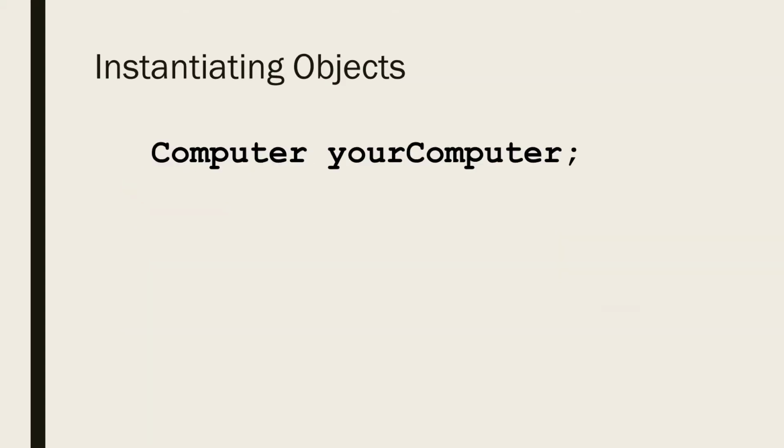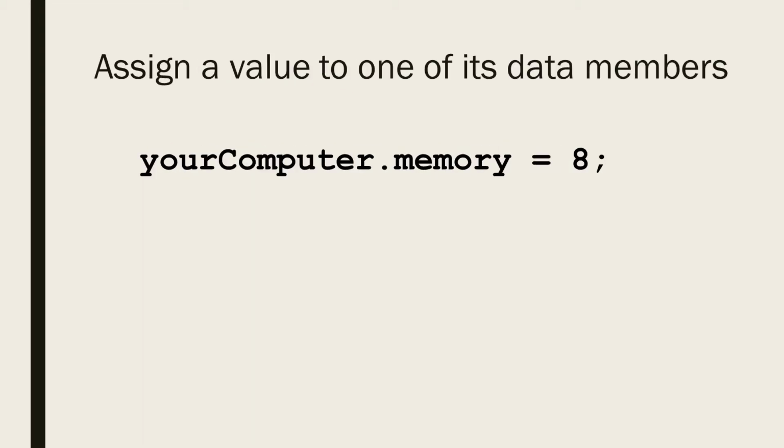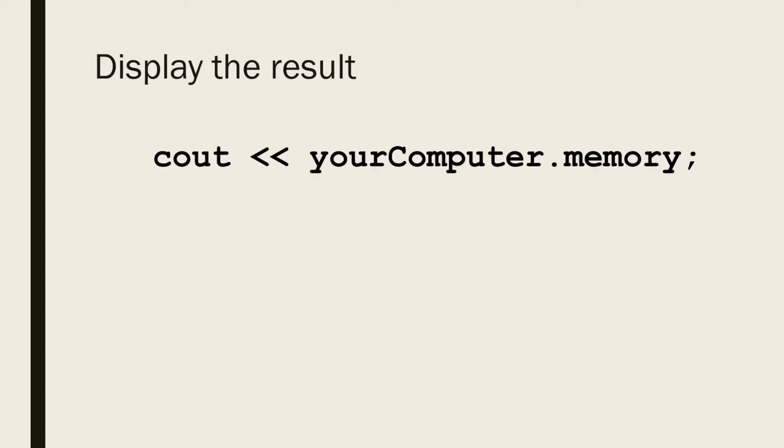And so now let's use that class definition. In the main program, we would instantiate an object, your computer, that's built on the computer class definition. Once it's built, it will have a place to store how much memory it has, and we can plug a value in there, 8. And we can tell the your computer object to find the data that's in its memory and print that out.